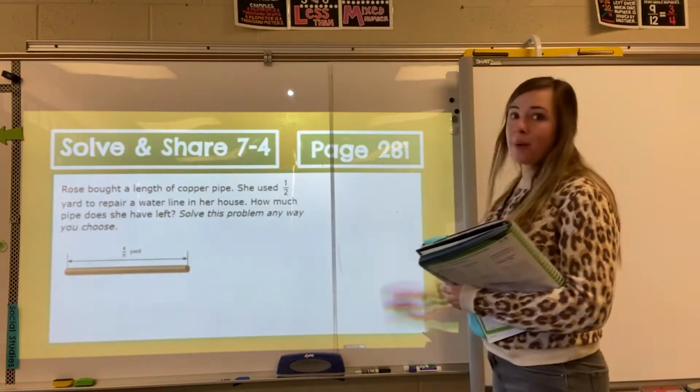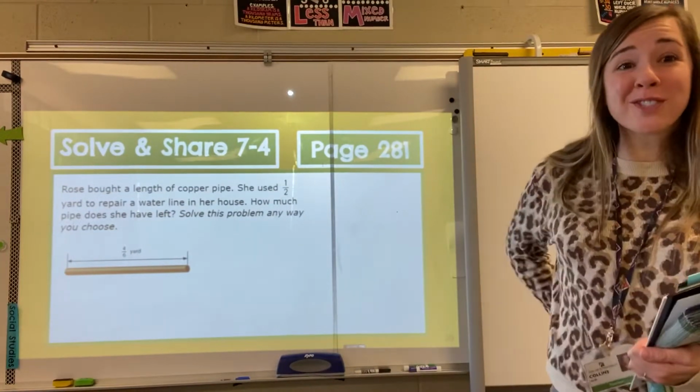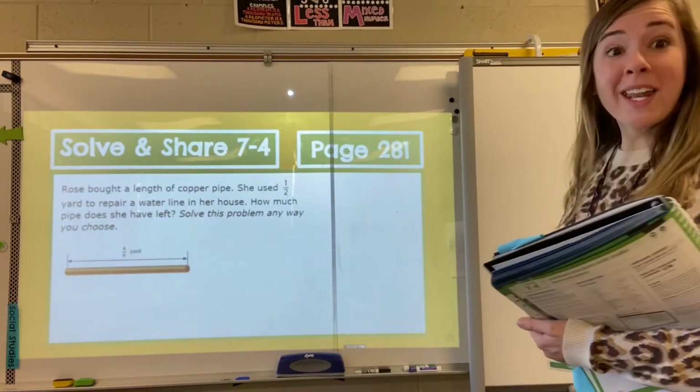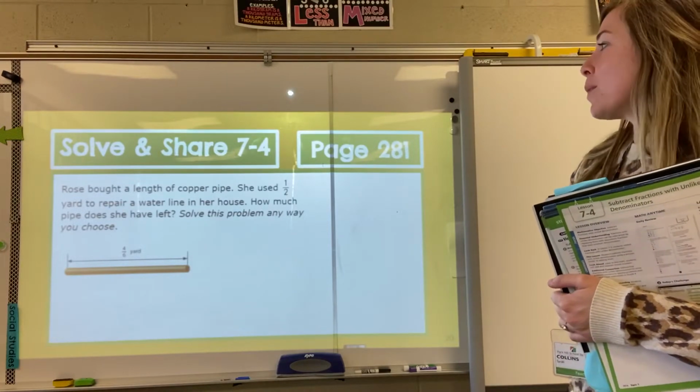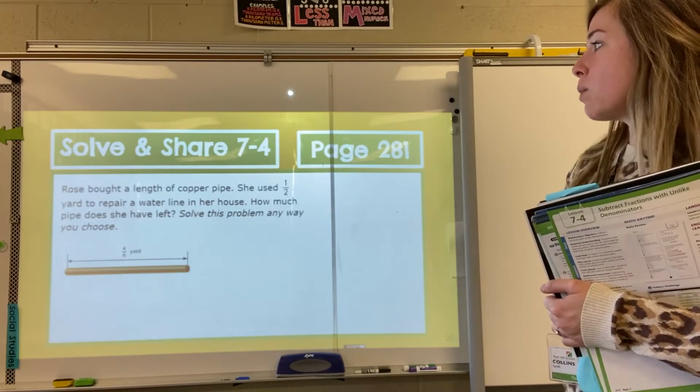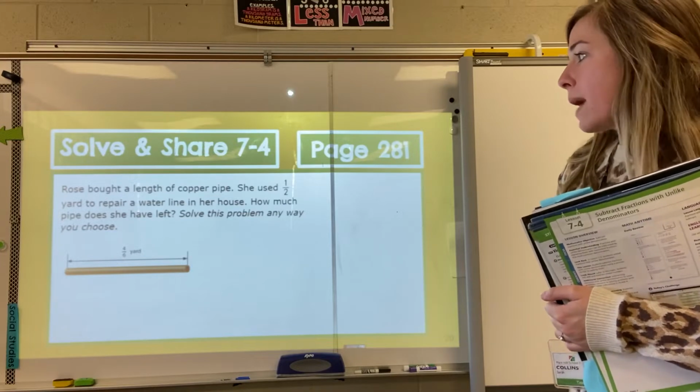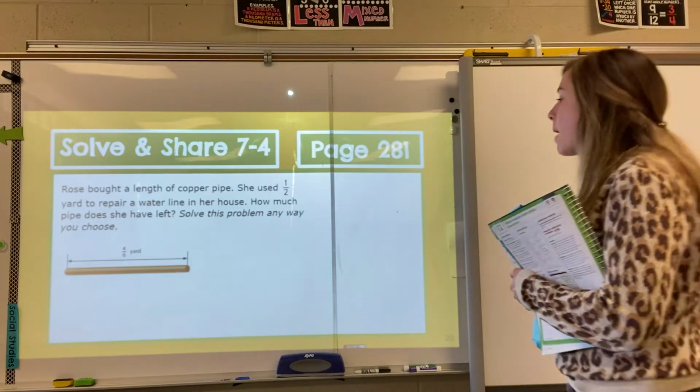Okay, we are on page 281, so please make sure you open up to yourself and share, and let's go ahead and read through it. Rose bought a length of copper wire. She used half a yard to repair a water line in her house. How much pipe does she have left? Solve this problem any way you choose.